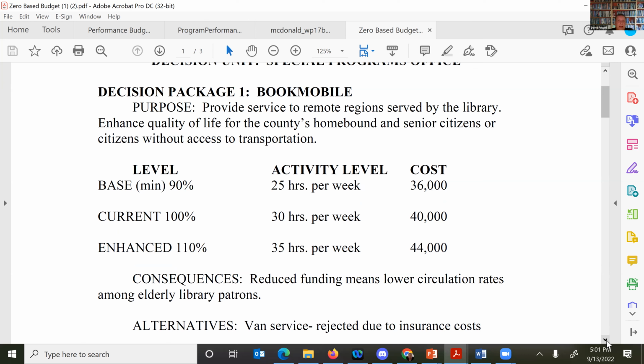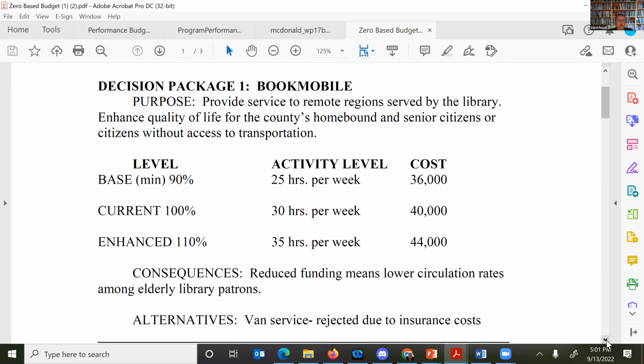That will allow us to pay for 25 hours per week with this bookmobile at a cost of $36,000. The second alternative is to maintain our current level of funding, which would give us 30 hours per week. We can operate the bookmobile at a cost of $40,000, or we can enhance it 10%. So it's funded at 110% of what we funded at last year. We can operate the bookmobile 35 hours per week at a cost of $44,000. So what are the consequences?